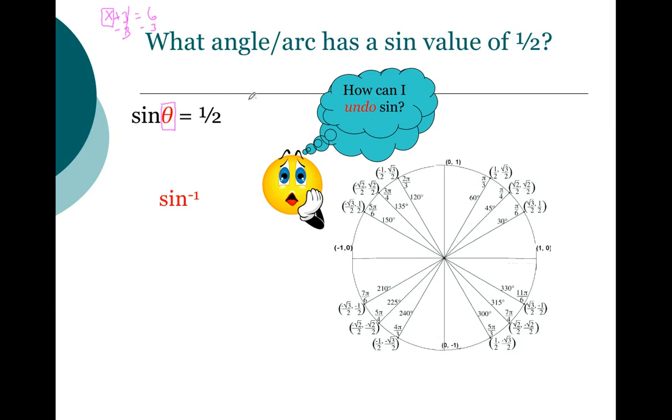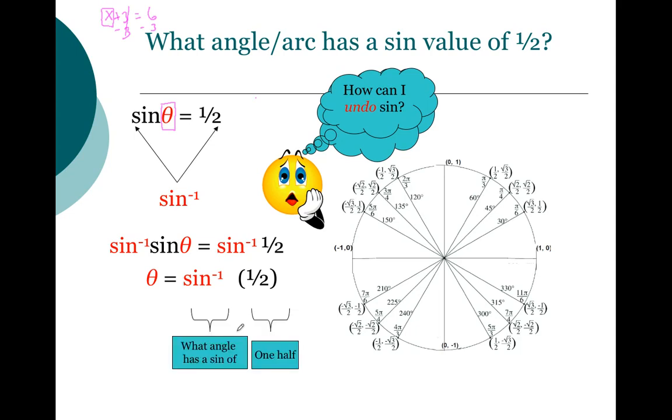How can you undo sine then? We're going to take the sine inverse of both sides, just like I subtracted 3 from both sides. Sine inverse of sine, those are inverse operations. They cancel out. So now I've got theta equals the sine inverse of 1/2, which is saying, where is sine equal to 1/2 on the unit circle? What angle has a sine of 1/2? Right here, 30 degrees. So the sine inverse of 1/2 is 30 degrees.